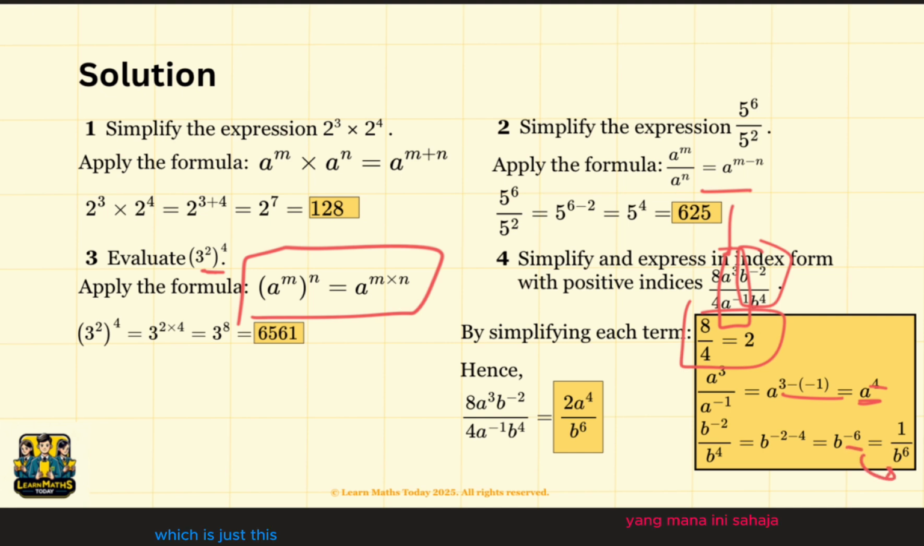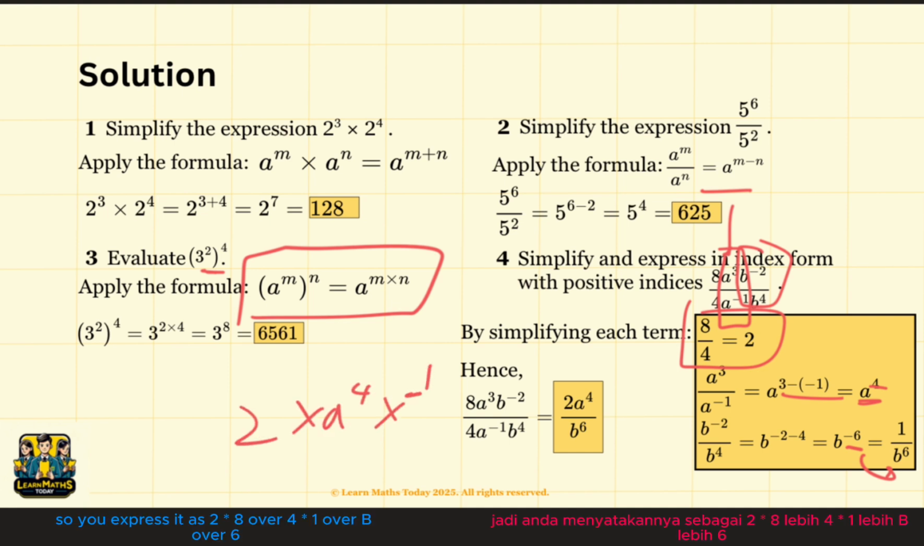which is just this. So you express it as 2 times a to the power 4 times 1 over b to the power 6, which gives you this.